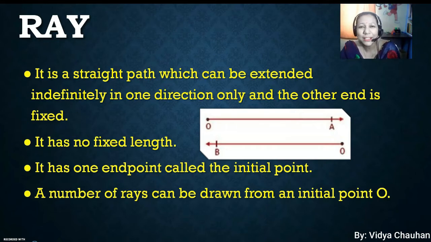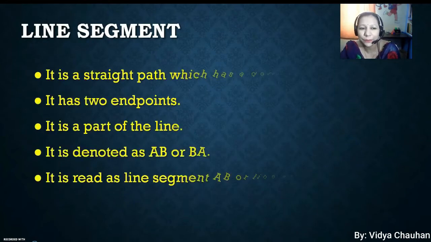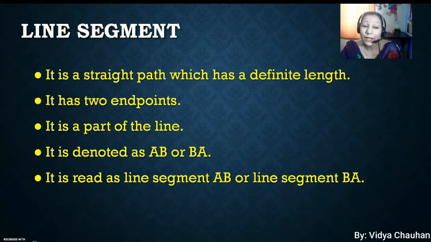Clear, students? Let's move forward, and next is our topic, line segment. So what is a line segment? It is a straight path which has a definite length. A definite length. Till now we were talking about indefinite. Indefinite means extended on both sides up to our choice. Definite means something which is fixed. That is why it has 2 endpoints. Like in a line there were no endpoints, in a ray there was 1 endpoint. Now a line segment has 2 endpoints.